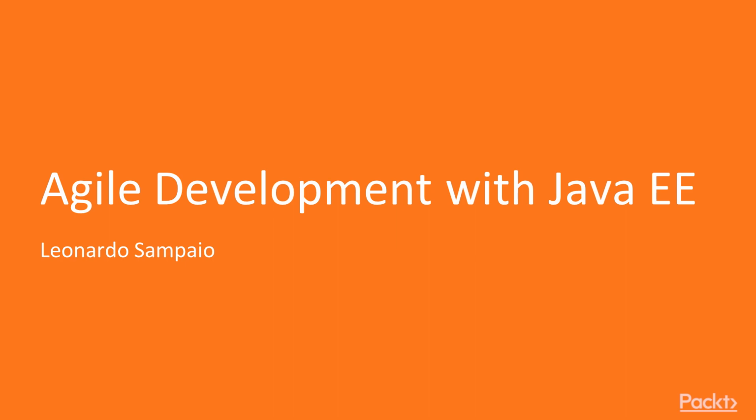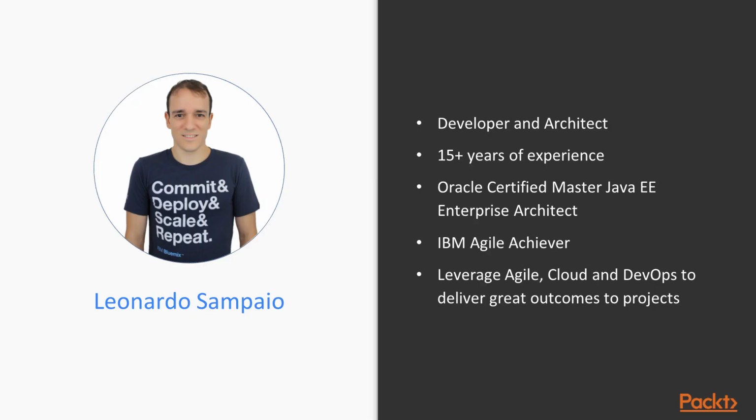So, I'm a software developer and architect with more than 15 years of experience. I'm an Oracle Certified Master Java EE Enterprise Architect and also an IBM Agile Achiever. And I leverage Agile, Cloud, and DevOps to deliver great outcomes to my projects.